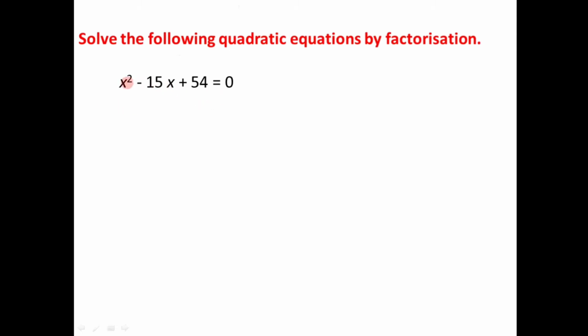Let us have the next quadratic equation. 2y square plus 27y plus 13 is equal to 0. In the previous equation, we have observed that the coefficient of first term is 1. That's why we have just factorized the constant term 54. But in this question, as we can observe, the coefficient of first term is not 1, but it is 2. In this case, we have to multiply the constant term by the coefficient of first term, that is 13 into 2. 13 into 2, that's 26.